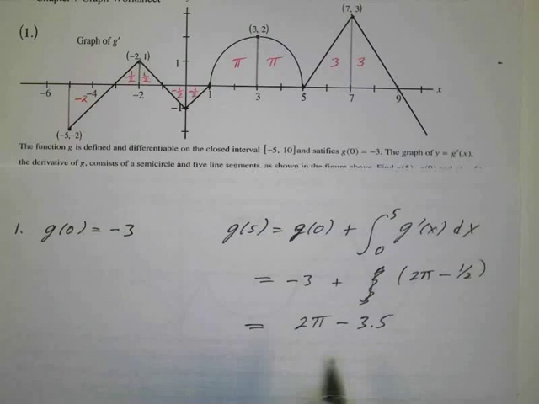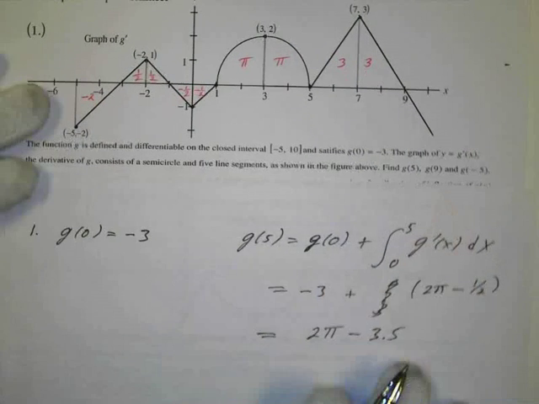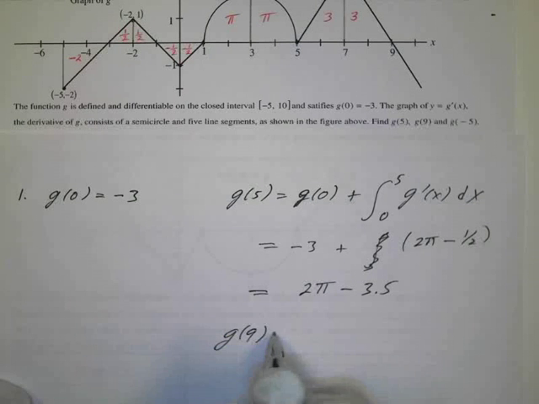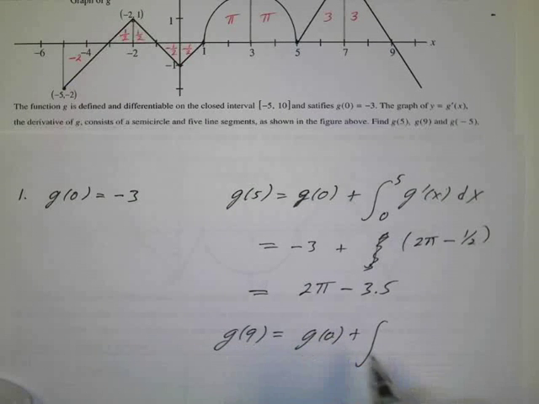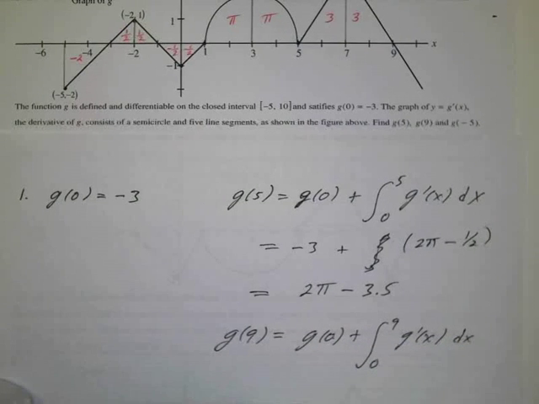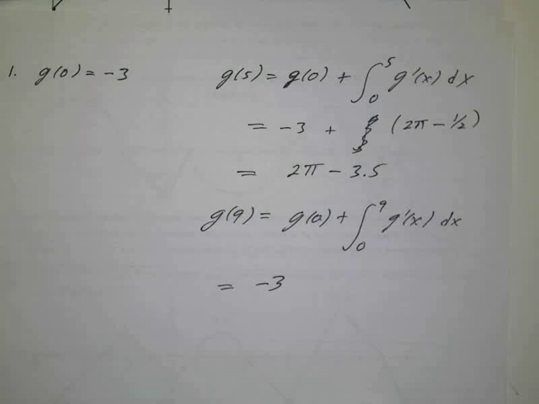So if I take a look at the next one, I want to find g of 9. So g of 9 equals g of 0, because I know that's my known value, plus the integral from 0 to 9 of g prime of x dx. And again, I know that g of 0 is given as -3. Let me get this up here so you can see it.